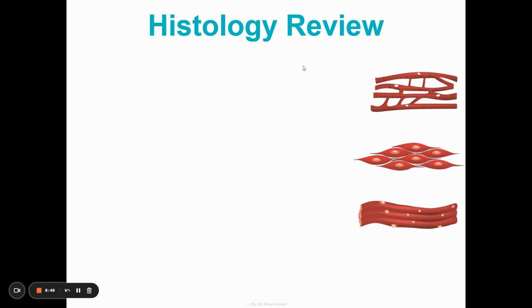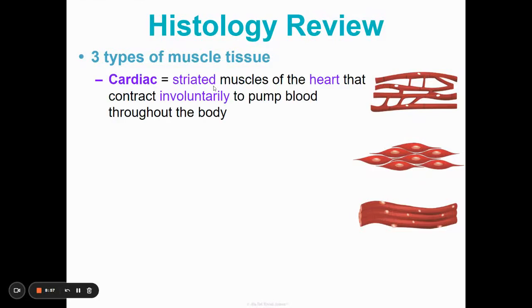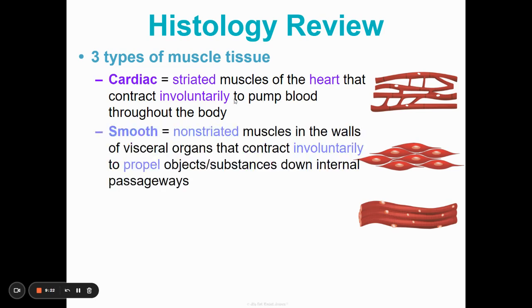The last bit that I want to talk about, which is a bit of a review because we talked about different tissue types earlier in the term, is just a reminder that we have three types of muscle tissue. We have cardiac muscles in the heart that are involuntary, so we can't control them. They're striated, which means they're striped. They look a lot like skeletal muscle, but you can see that they're branching and slightly different from what the skeletal muscle looks like down here. Their job is to pump blood throughout the body using the heart as the big pump.